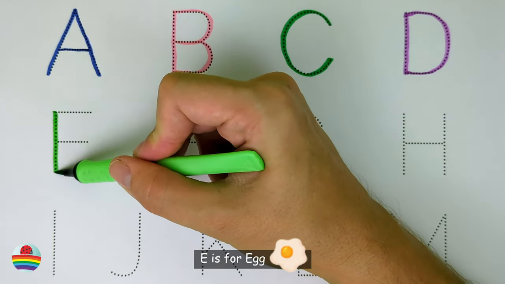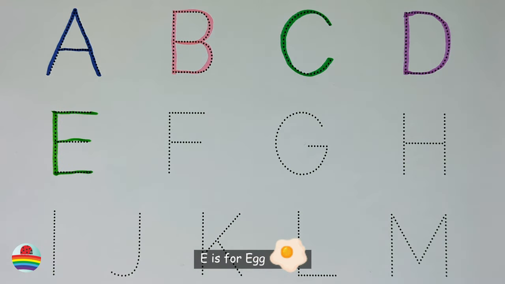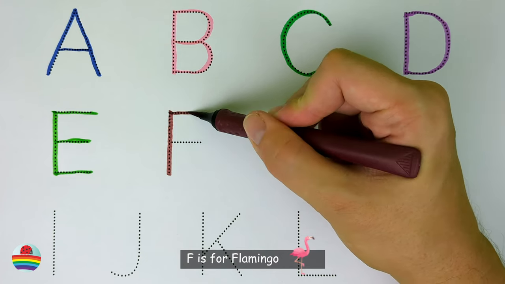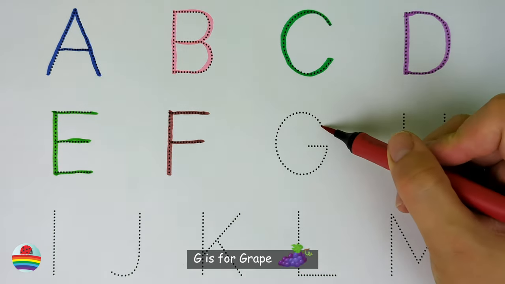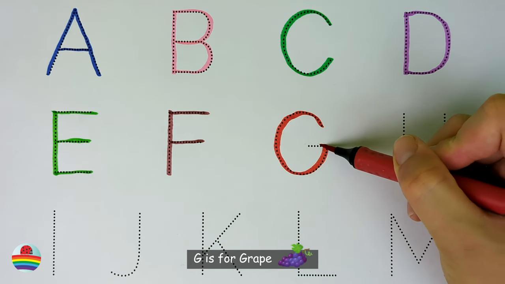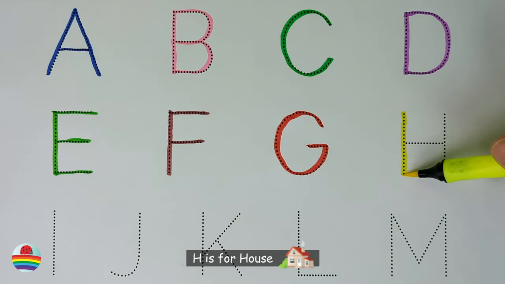E. E is for egg. F. F is for flamingo. G. G is for grape. H. H is for house.